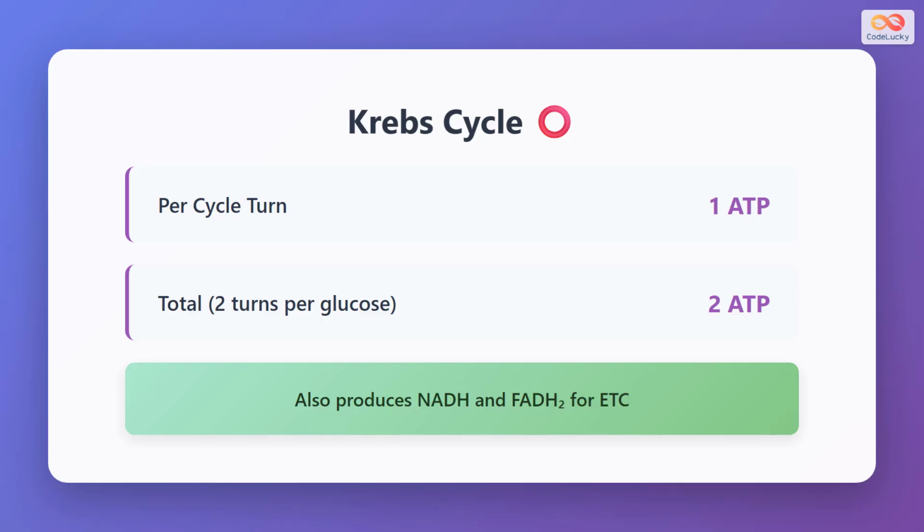The Krebs cycle runs twice for each glucose molecule because one glucose produces 2 pyruvate molecules, and each pyruvate enters the cycle separately. Each turn of the Krebs cycle produces 1 ATP molecule. Since the cycle turns twice per glucose, the total ATP production from the Krebs cycle is 2 ATP. However, the Krebs cycle's main function is not direct ATP production. It produces electron carriers NADH and FADH2, which will be used in the electron transport chain to generate much more ATP.